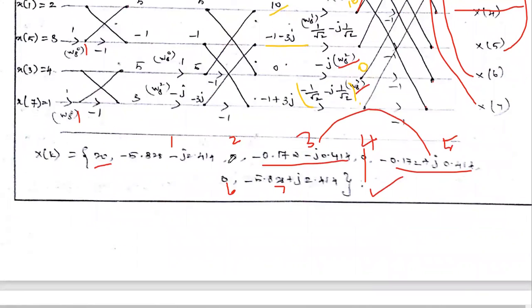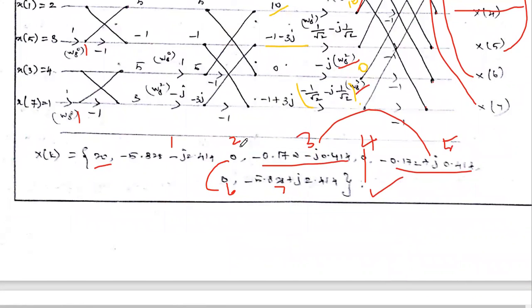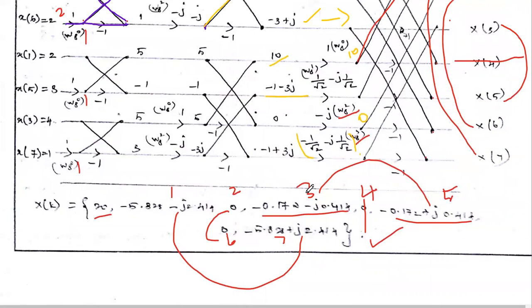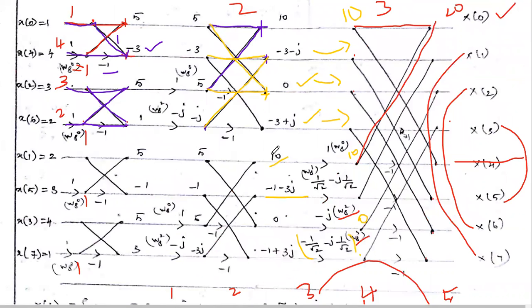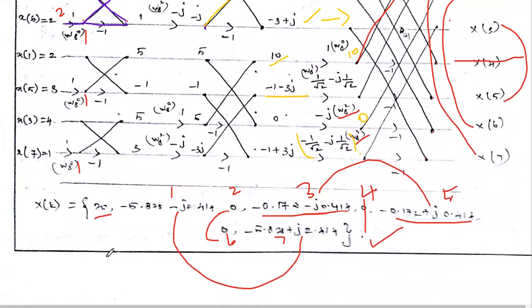Similarly, this x of 2 and x of 6 should be complex conjugates. These two answers are 0, so there is no imaginary part, and it is satisfied. Then for this x of 1 and x of 7, you see the answer should be a complex conjugate. The imaginary part is minus here and plus there. Okay, so our answer is correct. This is the way to check whether the answer we calculated is correct or not.